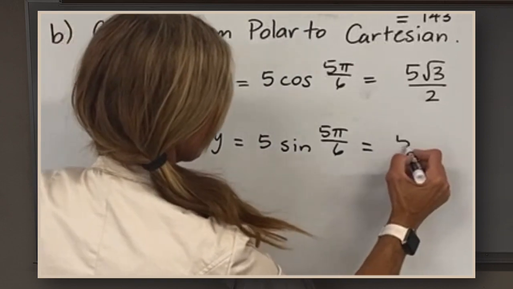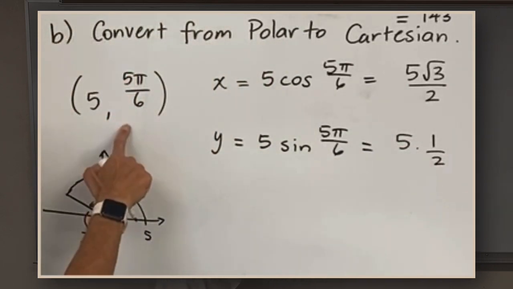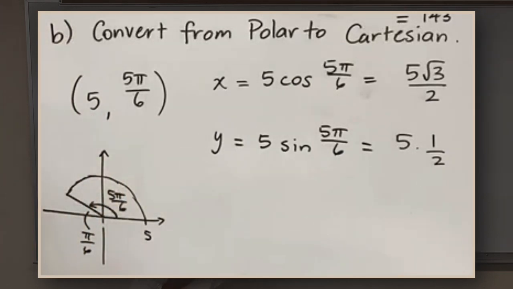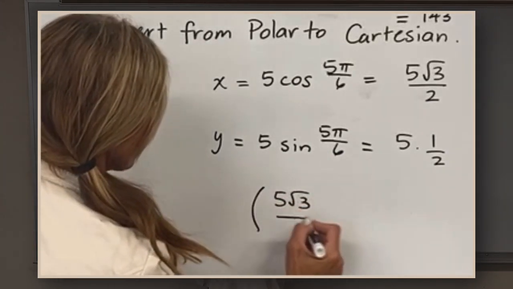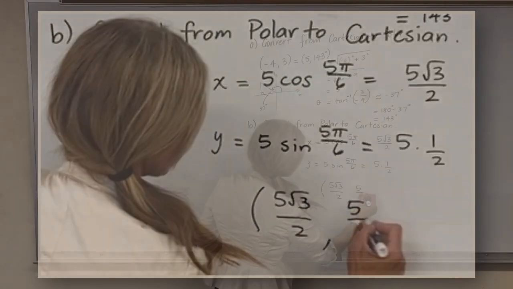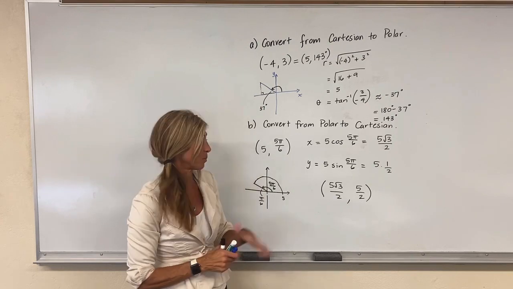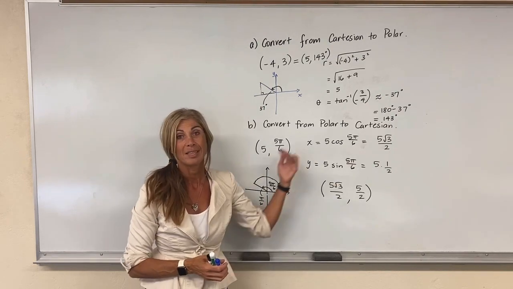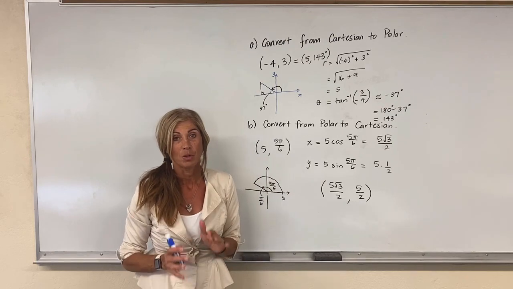So we have 5 times 1/2, which tells us that our polar coordinate, (5, 5 pi over 6), becomes (-5 radical 3 over 2, 5/2). Again, you're welcome to use your calculator to come up with a decimal approximation, but note that these are exact values versus an approximate value when you use decimals.